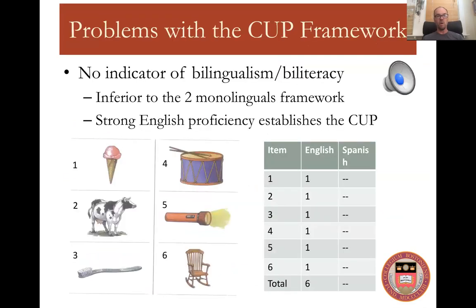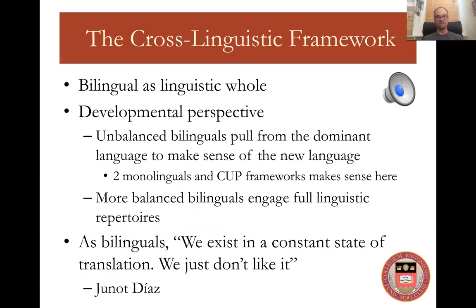So that's useful. Problems with this framework is that they don't really give you necessarily an indicator of bilingualism or biliteracy. So it's inferior to the two monolinguals framework in that sense, because, for example, if our hypothetical student got all 6 items in English correct, then you would have no need to go back and re-administer in Spanish. So you have no idea if they know those words in Spanish. You now just have an indicator of English proficiency. So it's not ideal from that perspective in terms of knowing bilingualism and biliteracy.